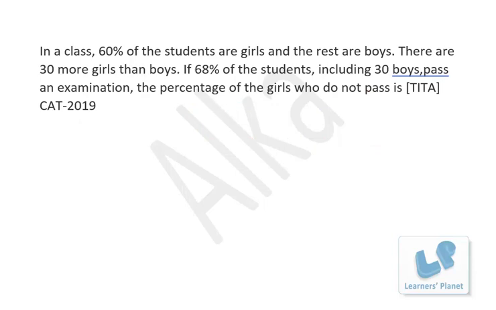In a class, 60% of the students are girls and the rest are boys. Okay, so 60%, girls and boys ratio is 60% is 3 by 5, right? So boys are 40%, girls are 60%. So the ratio will be 3 is to 2. So I assume this to be 3x and this to be 2x. So 60% girls and 40% boys. Now there are 30 more girls than boys. The difference between girls and boys is 30, right? So 3x minus 2x is 30. That means x is equal to 30. So 90 and 60.